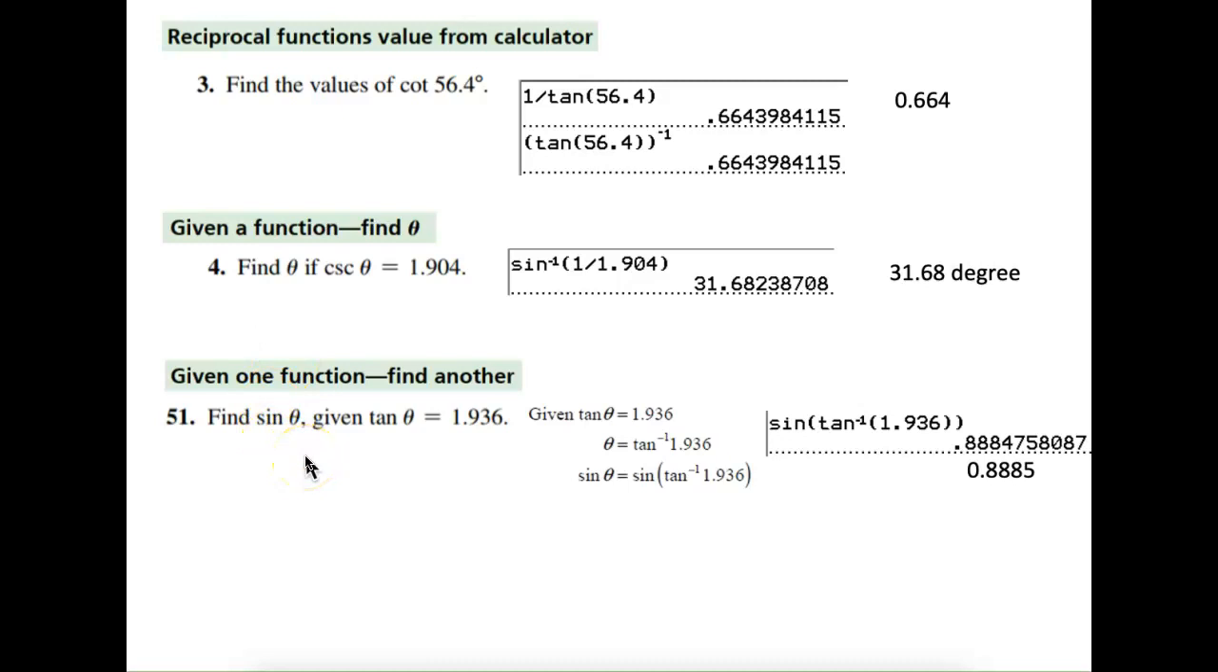If we're asked to find the sine of theta, given the tangent of theta, now notice how this is worked out. If the tangent of theta is 1.936, to find theta, we'd have to take the inverse tangent, right? We're still working in degree mode. And then to find the sine of that angle, I do the same thing to both sides. So this is what I'm going to plug into my calculator: the sine of the inverse tangent of 1.936. And then I would express this to 4 significant digits.